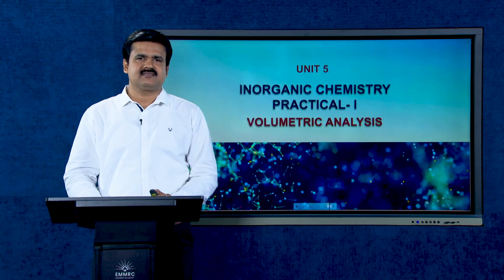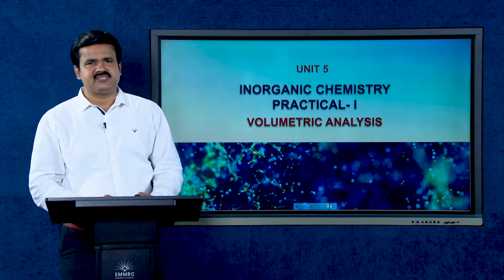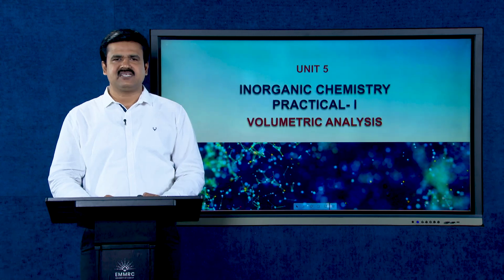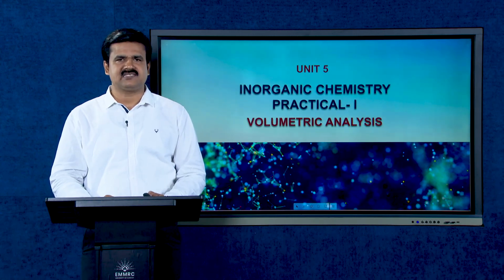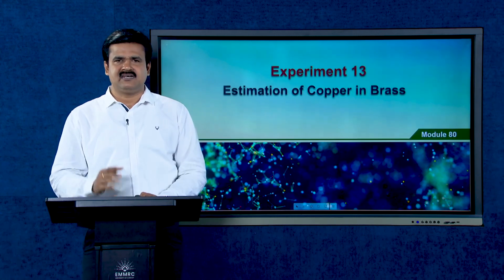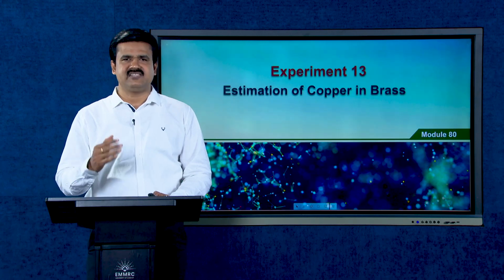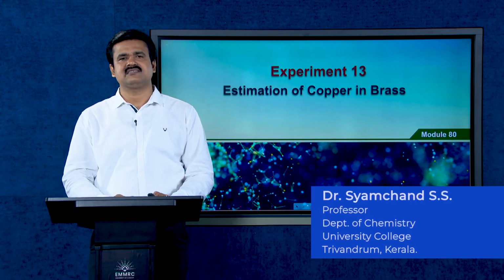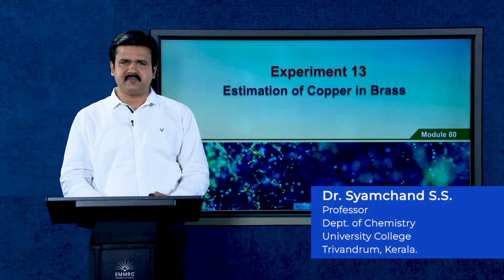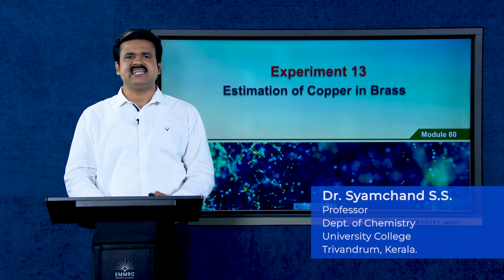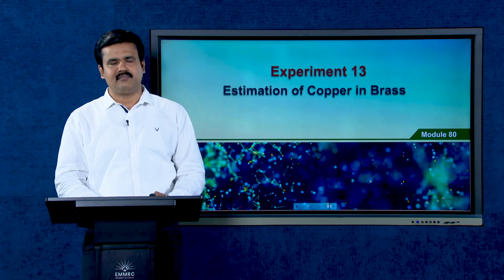Welcome dear learners. We are continuing Unit 5, Inorganic Chemistry Practical 1, Volumetric Analysis. This is the last module associated with the experiment, and in this module we are discussing experiment number 13, that is estimation of copper in brass.